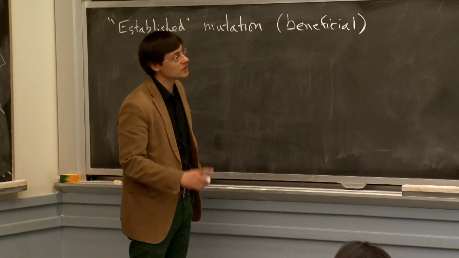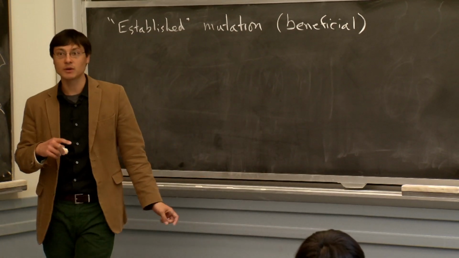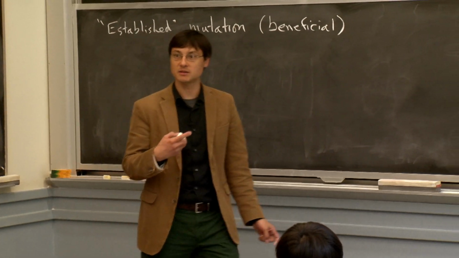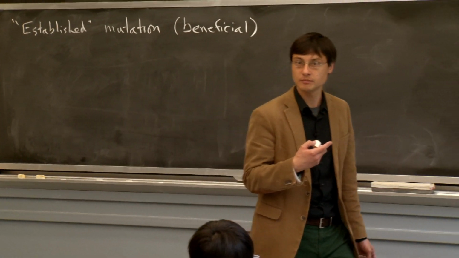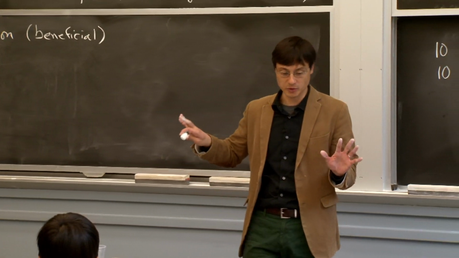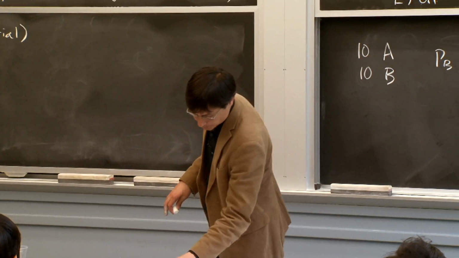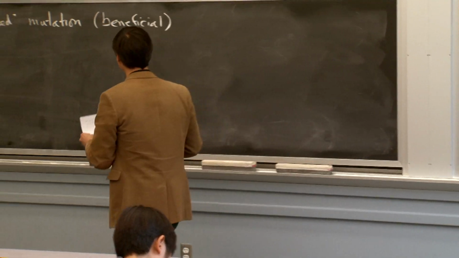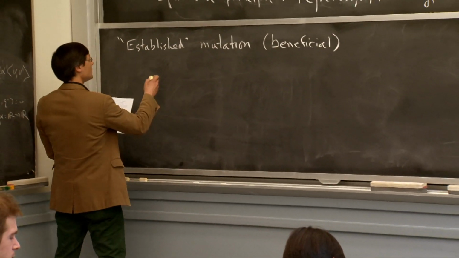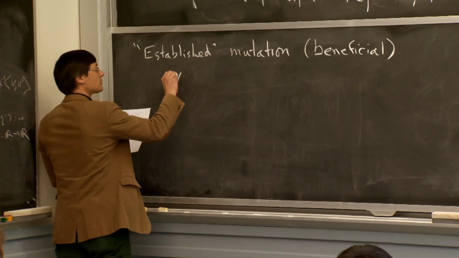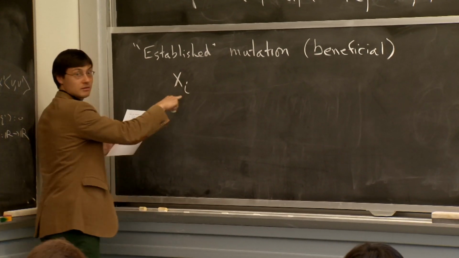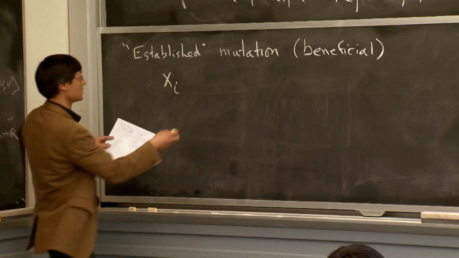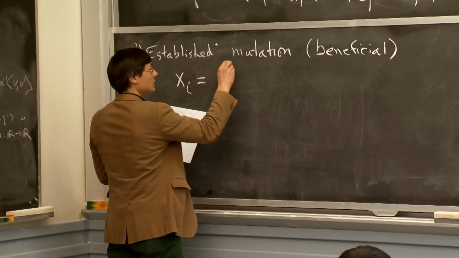Right. So the question is, at what number in the population do you have to get before you are expected to take over the population, assuming that other new mutants don't arise? So this corresponds to asking, what is the probability of fixation when you have I individuals in the population. And this is what we saw before.